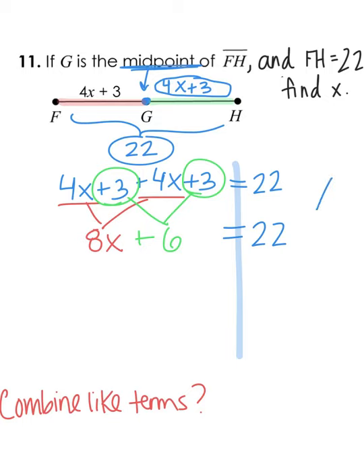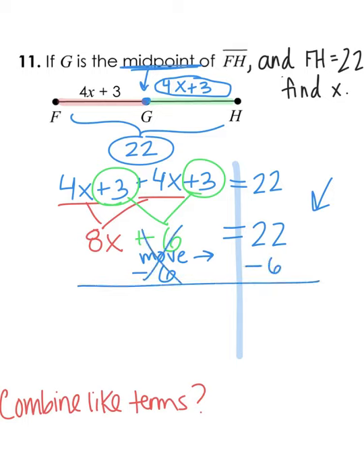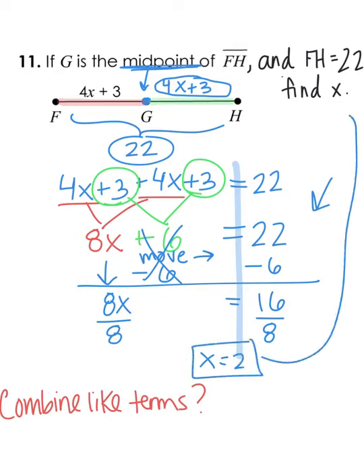We don't have any variables on this right side, which is great. So now I can just move this positive 6 over by using the inverse operation, which is subtraction. 6 minus 6 is 0, so I move that. And I bring down my 8x equals 22 minus 6 is 16. And divide by 8 on both sides, so x equals 2. And just to make sure that's what the direction asked for, it asked me to find x, which I did, so x equals 2 is my final answer.